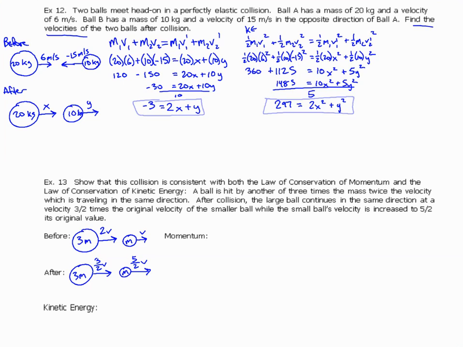Until now, we get to this point where we want to solve this system of equations, and the easiest way to do that is to solve the momentum equation for y. And so y equals -2x minus 3, and we take this and replace it for y in this equation. 297 equals 2x squared plus, and here we have -2x minus 3, and that's a quantity squared.